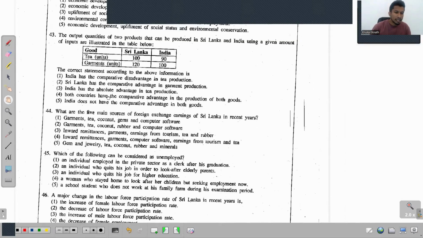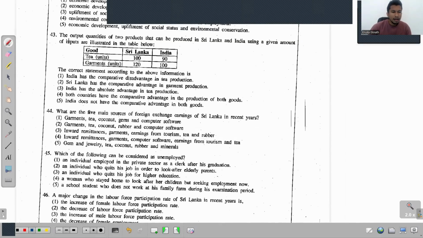Right. Then this 43, question 43. The output quantities of two products that can be produced in Sri Lanka and India using a given amount of inputs are illustrated in the table below. Okay, so this is once again the output. And so if you calculate the opportunity cost, you need to apply the output approach. Right. The first one, the correct statement according to the above information is India has comparative disadvantage in tea production.